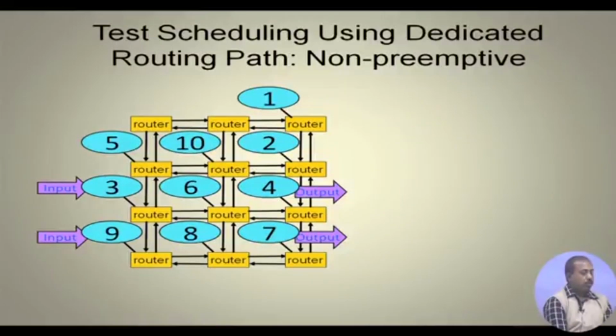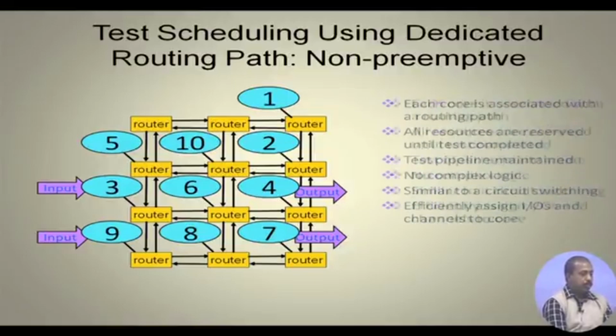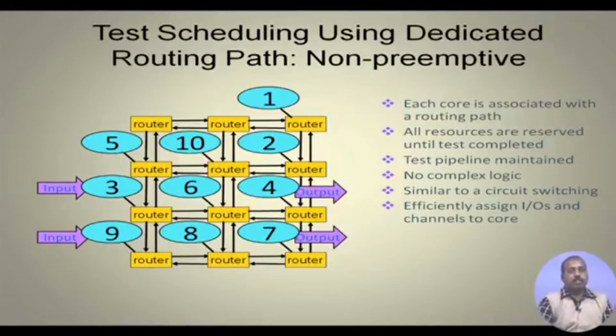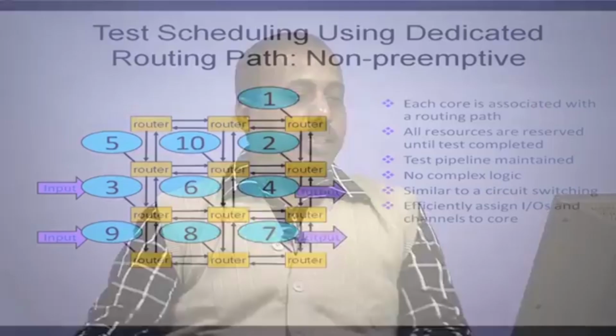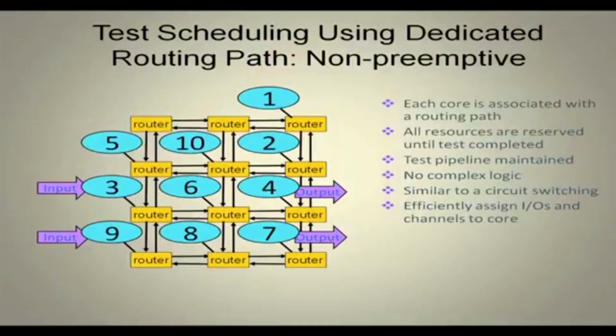Here it is assumed that it is a non preemptive path, because once the test starts, it does not stop in between. It completes and then only can it go to another test session. Each core has an associated routing path from input to that core, and from that core to the output. All resources are reserved until the test is completed.